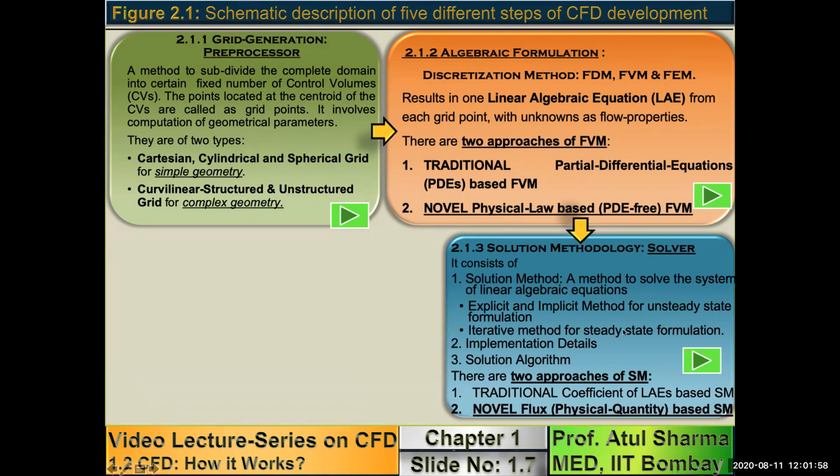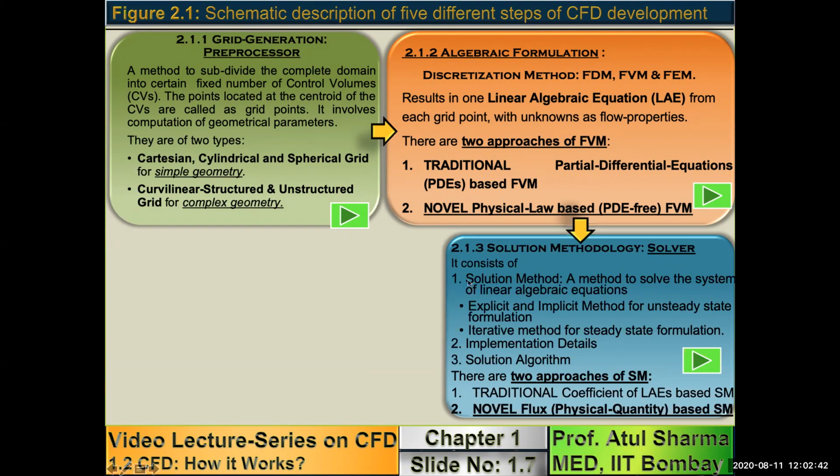The solution methodology consists of two methods of solving the system of linear algebraic equations. One is called the direct method, where a linear algebraic equation is expressed as a coefficient matrix multiplied by the unknown vector equals the constant vector, and you take the inverse of the coefficient matrix multiplied by the constant vector to get the unknown vector. This method is called the direct method. However, in most computational courses, not only in computational fluid dynamics but even in finite element methods, we follow another approach, which is called the indirect method or an iterative method.